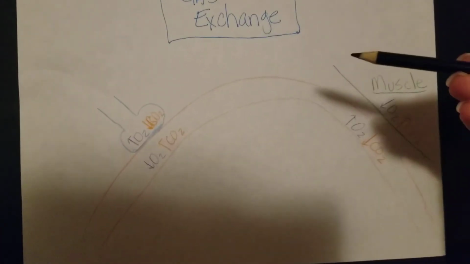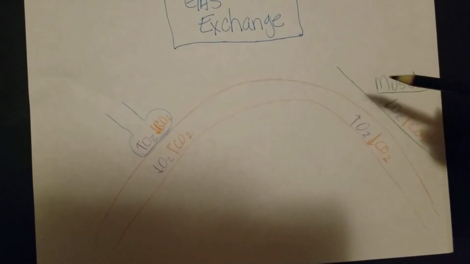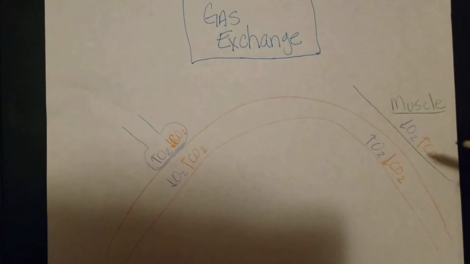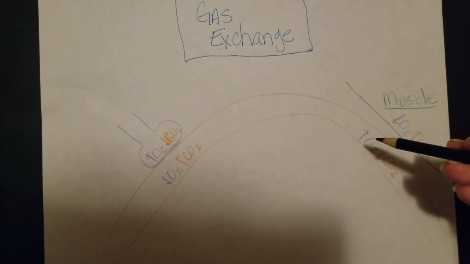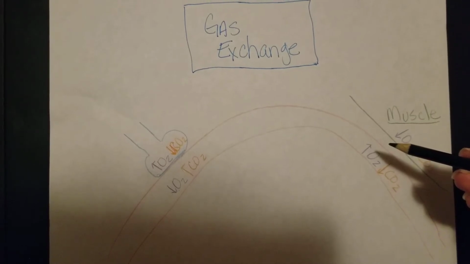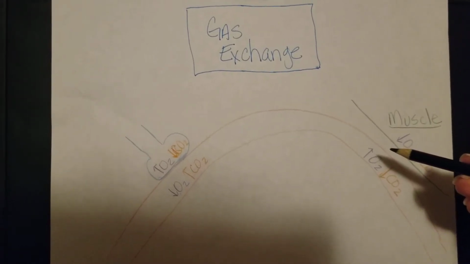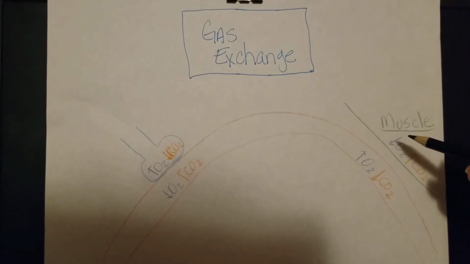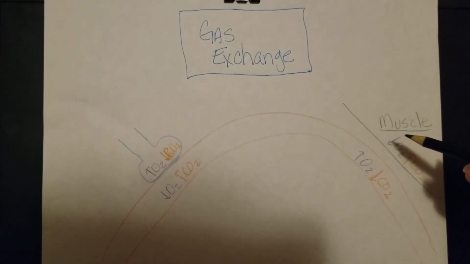Now we'll talk about muscle. Here's the muscle right here. We have high oxygen in the blood. It just comes from the lungs and heart. And the muscle has low oxygen because it's been working and using oxygen to create ATP.